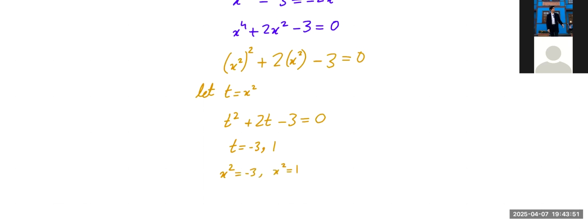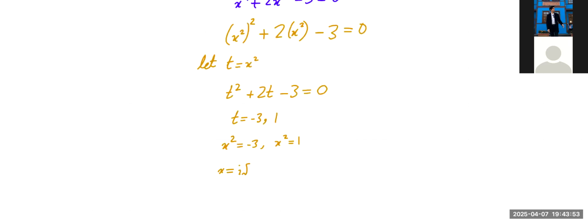which means that x is I root 3, because you have the root of negative 3, which means I root 3, or x is plus or minus 1. This is also actually plus or minus, I just realized. Whenever you square root something, always make sure you put the plus and the minus form of it. And you have four answers now, actually.